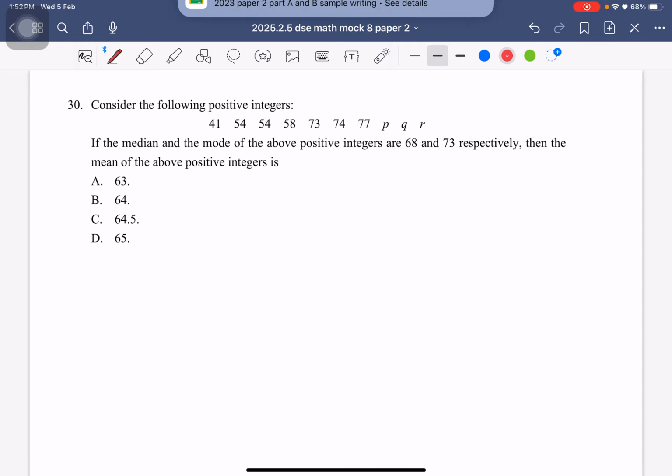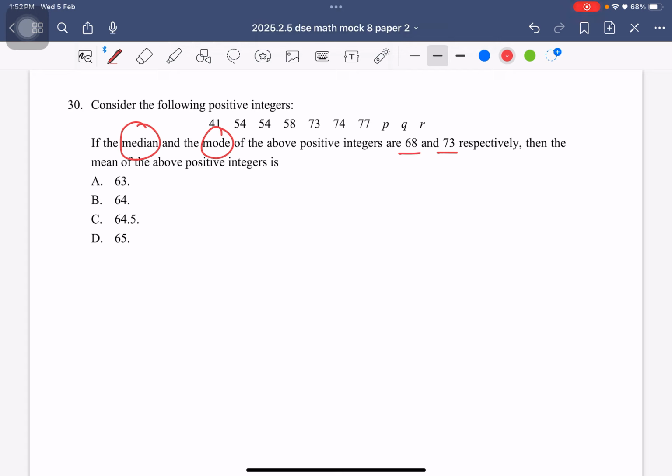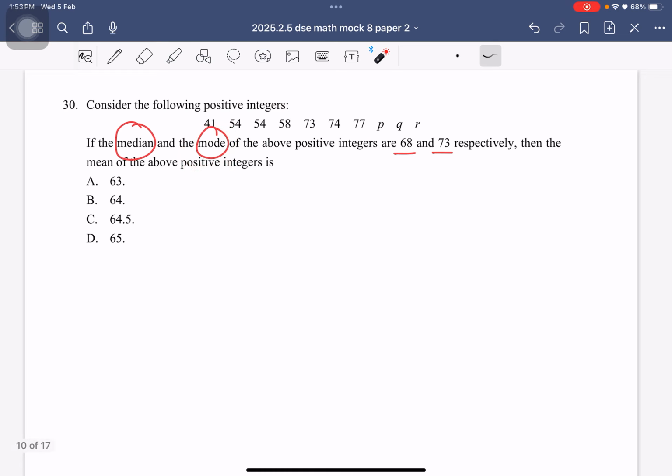So question 30. They told you the median and the mode are 68 and 73. Is this in ascending order already? No. Only this part, is this in ascending order? Yes. So what's the meaning of the mode? The most frequent. So from here, what is the most frequent number? 54.